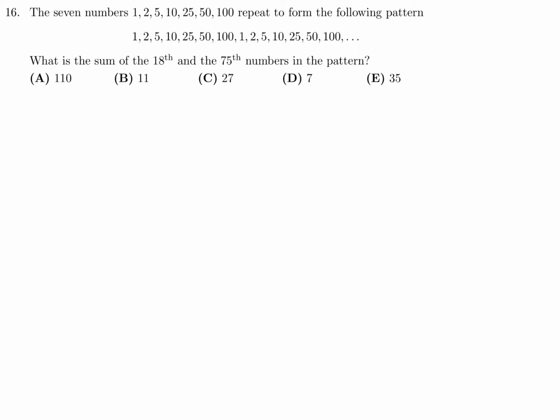The 7 numbers 1, 2, 5, 10, 25, 50, 100 repeat to form the following pattern. What is the sum of the 18th and the 75th numbers? These are the 7 numbers, right? So every 7th number, it will just be 100. This is the 1st, 2nd, 3rd, 4th, 5th, 6th, 7th, and then it just repeats. So this will be the 7th number, it'll be the 14th number, and so on.